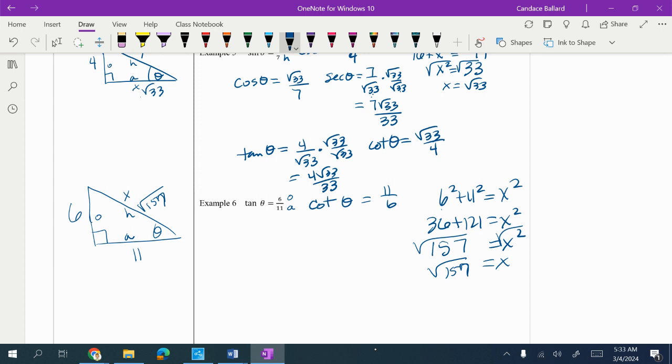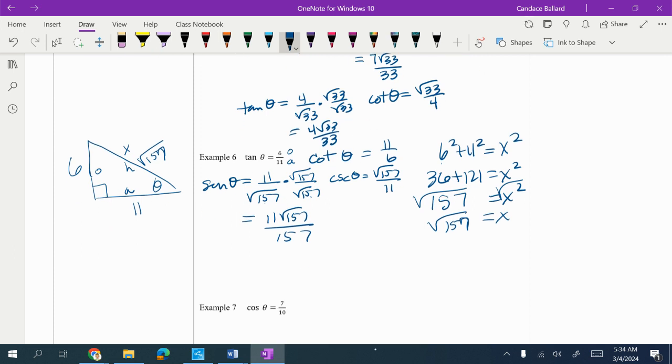All right, so after that, we have to find the sine. Sine is opposite 11 over hypotenuse square root of 157. And before I rationalize that, I'm going to go ahead and flip my reciprocal for cosecant. And then I am going to rationalize this: square root of 157 over 157. Across the top, I get 11 square root of 157. And then square root of 157 times square root of 157 is 157.